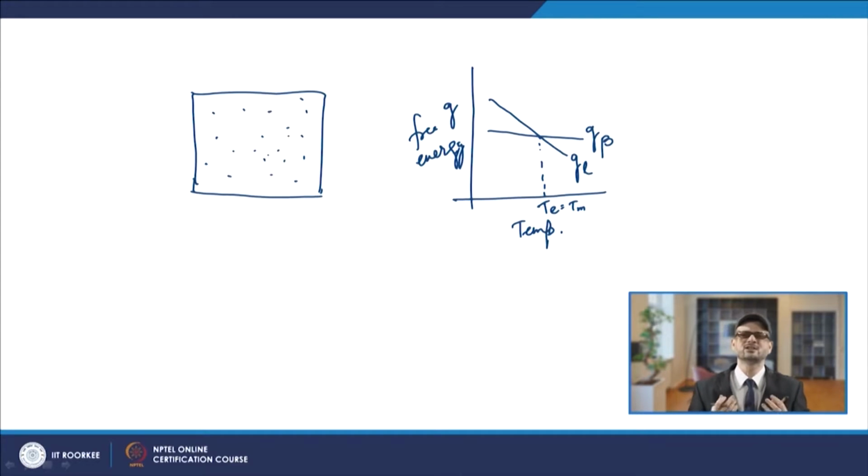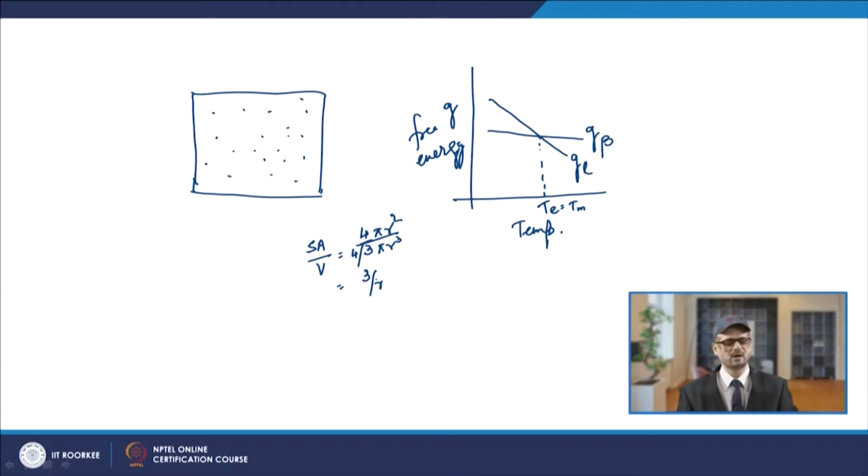Now, any new phase, if it is created, requires energy to be supplied. That energy has to be supplied during the transformation. If you talk about a very small particle and assume it to be spherical, then the surface area by volume ratio is 4 pi r square divided by 4 by 3 pi r cube. So, it will come as 3 by r.